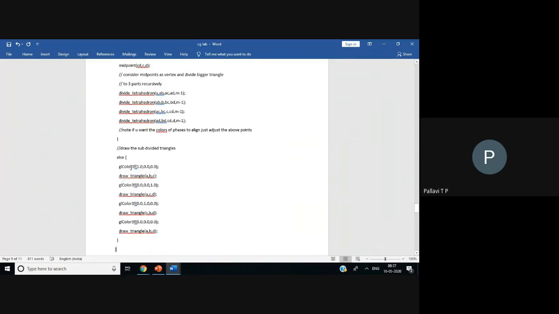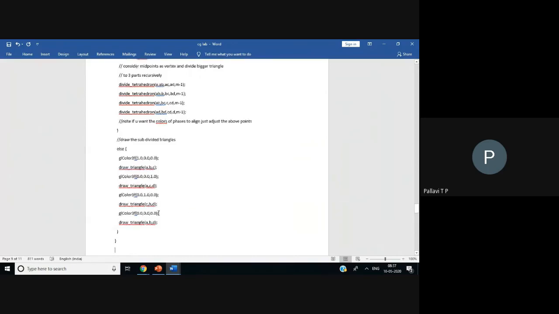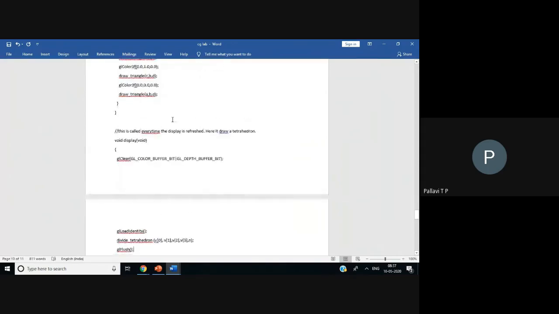So glColor3f, red will be given to the triangle of points ABC, and again glColor is given. In that RGB, B means blue color will be given to the triangle ACD, and again 0.0, 1.0 means RGB, green color will be given to the triangle CDB. Like that, we are giving the color for the divided triangles. So this is called every time the display is refreshed.